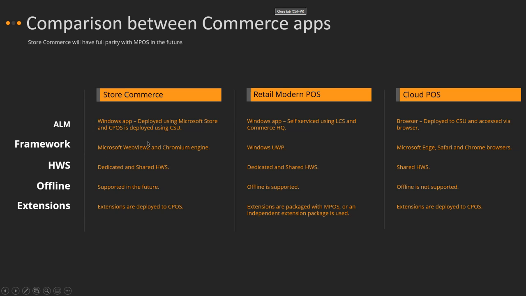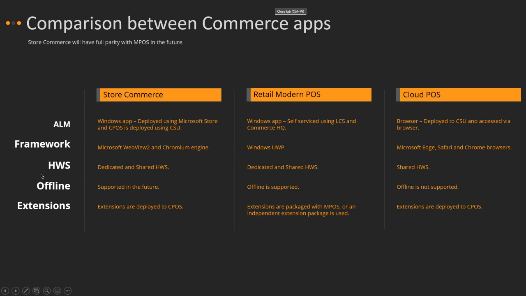The next point is the framework. Store Commerce uses Microsoft WebView2 and the Chrome engine to render. Modern point of sale uses the UWP framework of Windows to render and load the app. Cloud POS is similar, based on the browser. If you're using Chrome or Edge, it uses the Chromium engine. Safari and Firefox are a little different, but it just uses the browser, downloads the HTML pages, and renders them.